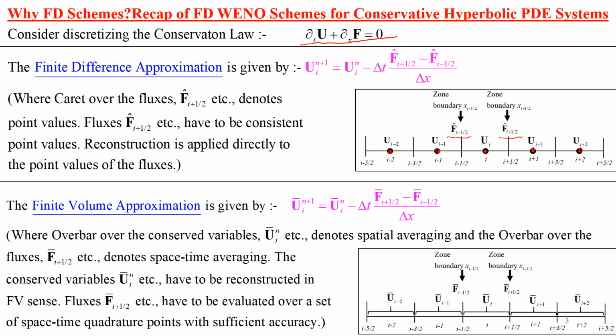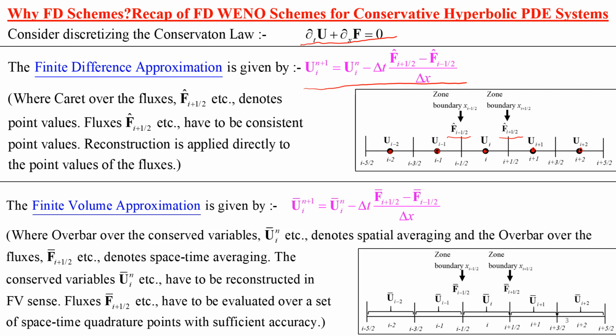As you increase the order of accuracy of the fluxes, you get an increase in the order of accuracy of the update. Of course, I'm showing you a first order update, but you can couple this with Runge-Kutta time stepping in order to get a higher order accurate update. Now notice that the caret on top of the fluxes indicates that we're using point values that are obtained via some sort of reconstruction.